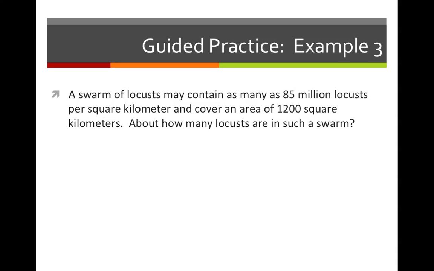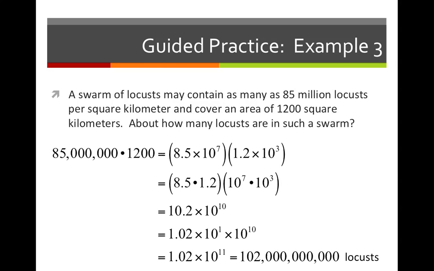All right, so we have the swarm of locusts. The swarm could contain as many as 85 million locusts per square kilometer, and it could cover an area of 1,200 square kilometers. So how many locusts are in such a swarm? In this case, we want to multiply. So the 85 million per square kilometer times 1,200 square kilometers.